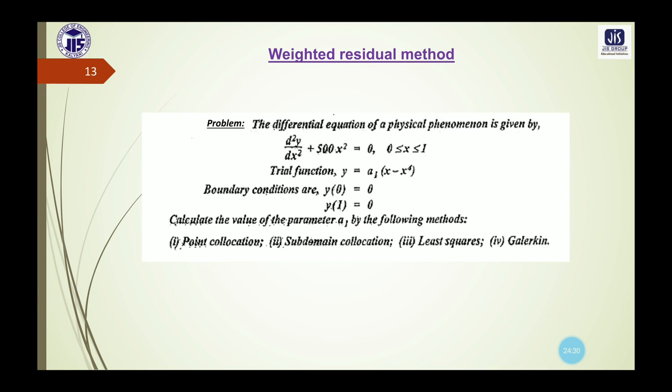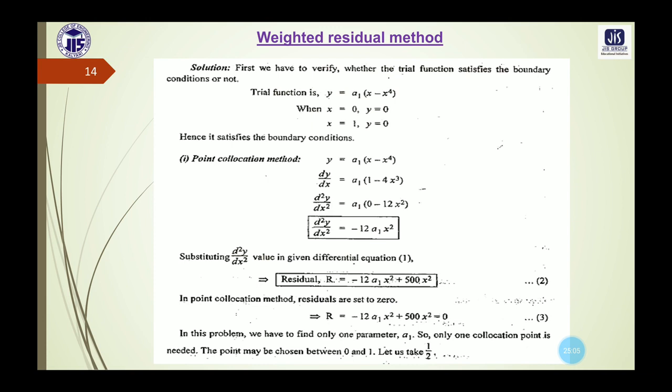Now the two different boundary conditions are given. y(0) equals 0, that means at x equals 0, y equals 0, and y(1) equals 0, that means at x equals 1, y equals 0. Now we need to calculate the value of the parameter a1 by the following methods. By using point collocation, subdomain collocation, least square and Galerkin's method, we need to find the value of the parameter a1 which is there in the trial function.